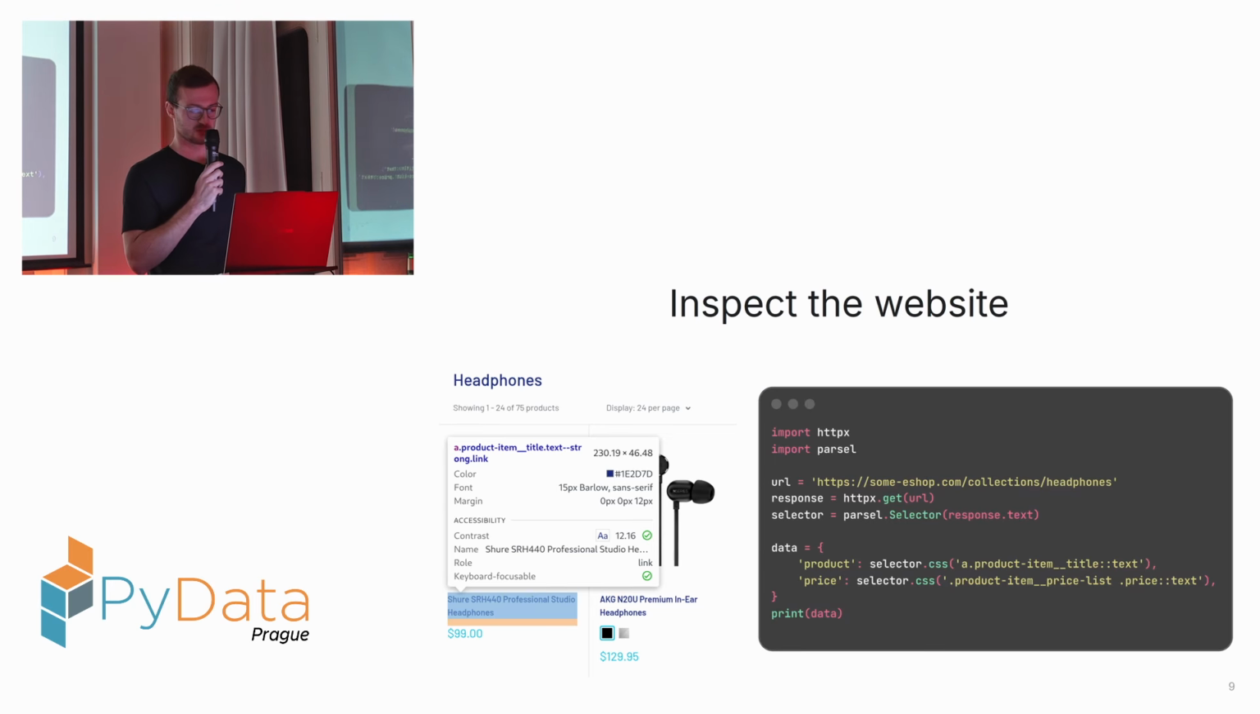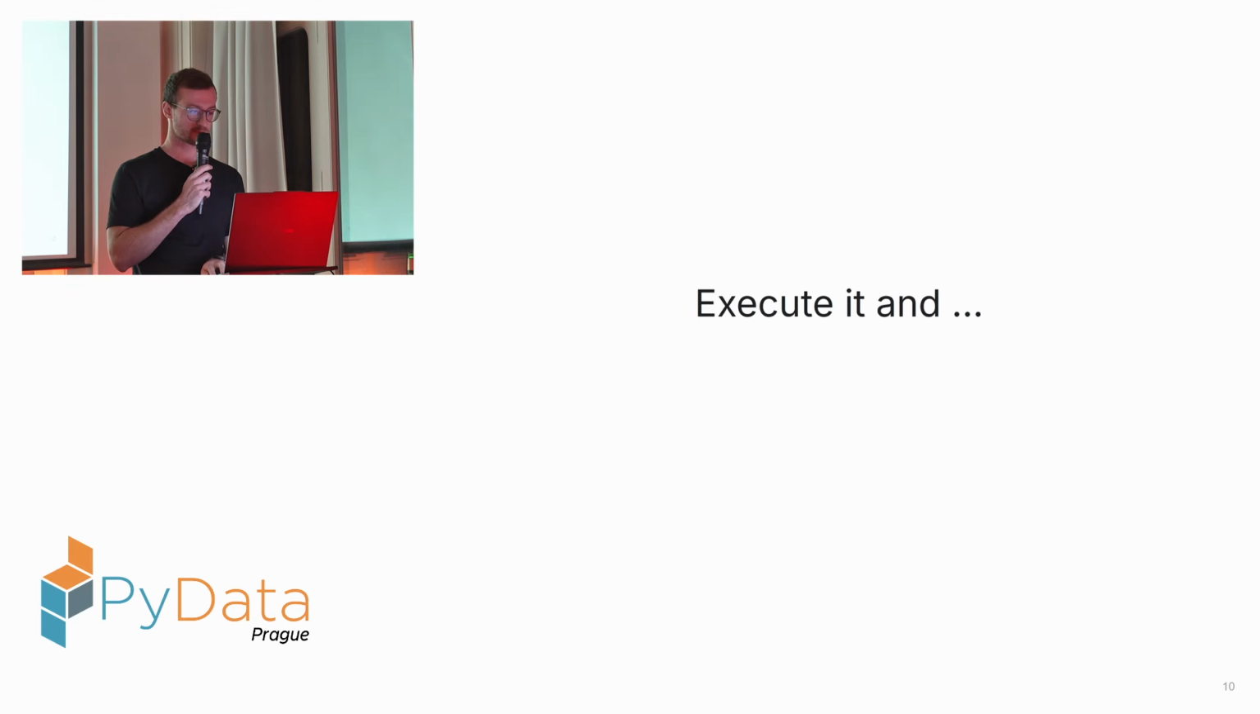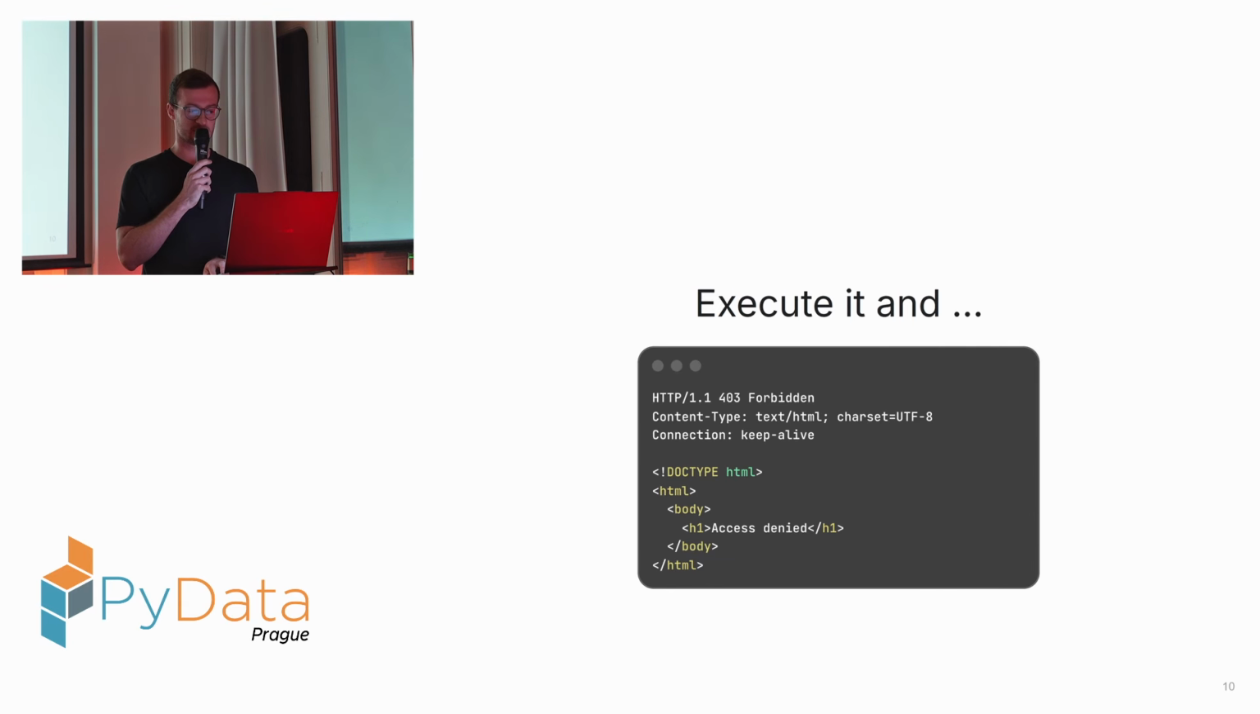Now let's update the script to contain the selectors, and we're going to print the results. So that's it. Let's execute it. And well, 403 Forbidden, and some small HTML code saying that the access was denied.